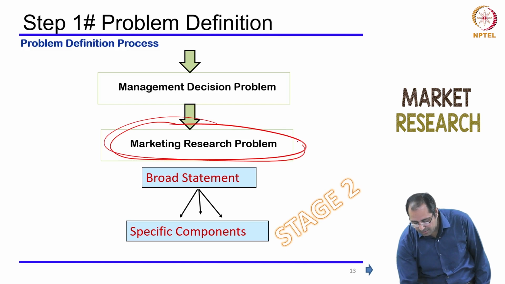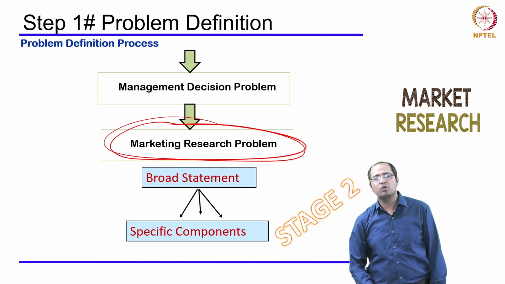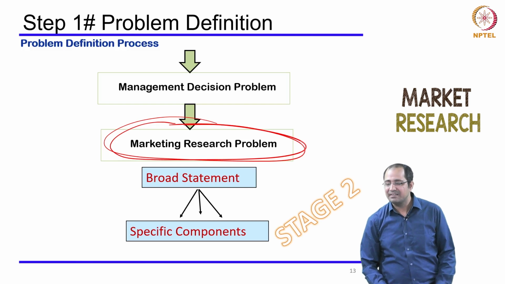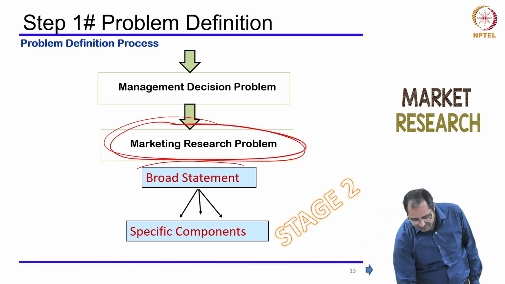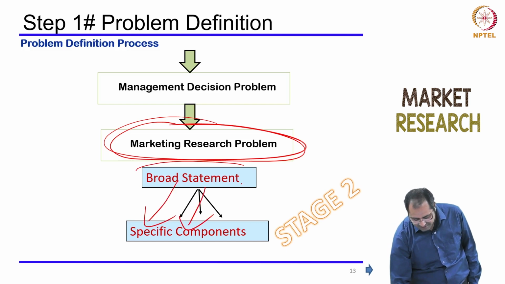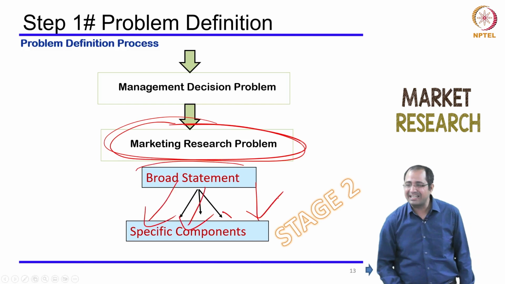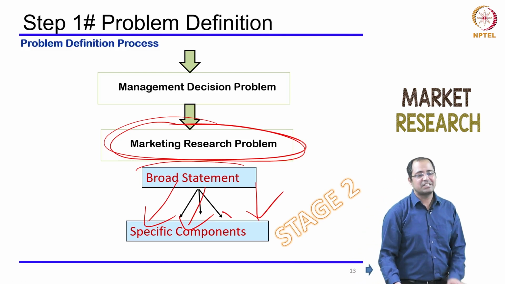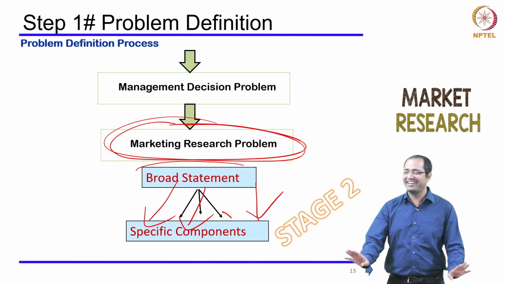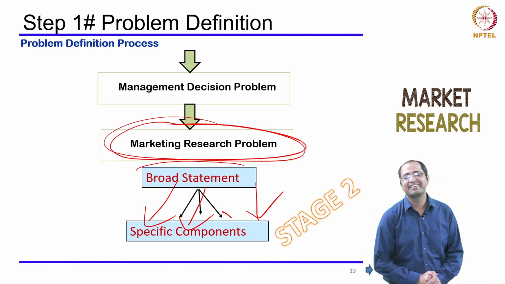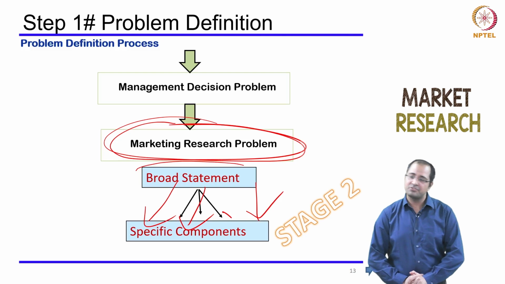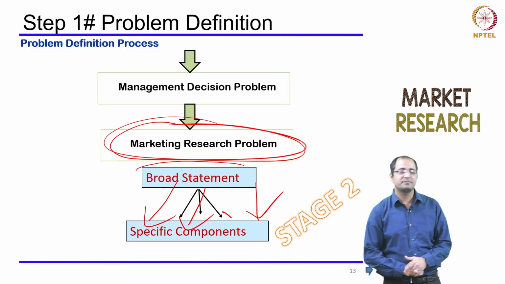Once we define the problem, most of the time it is not very simply stated. It is generally a little complex statement which has to be broken down into specific components. Once you break it down into specific components, your step number 1 will be over. Right, it is very easy. So you have to do a mammoth number of activities before you actually get to the probable cause.